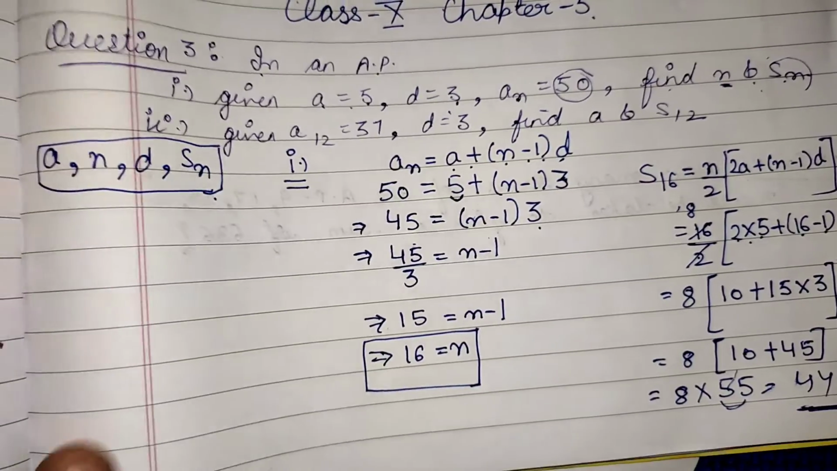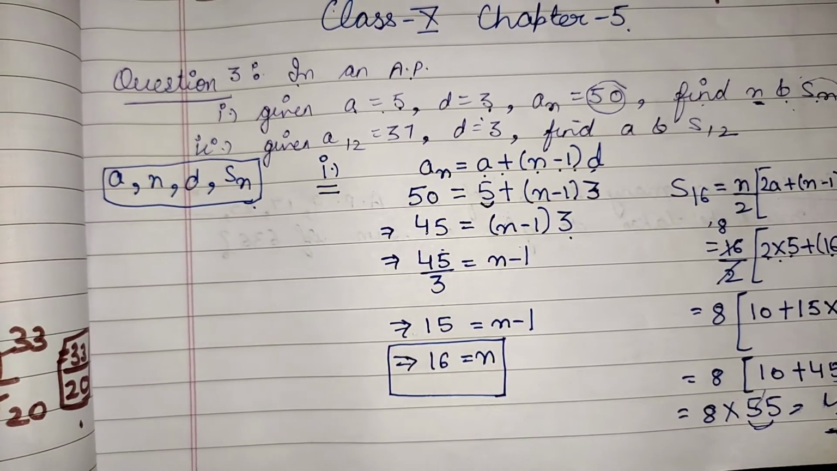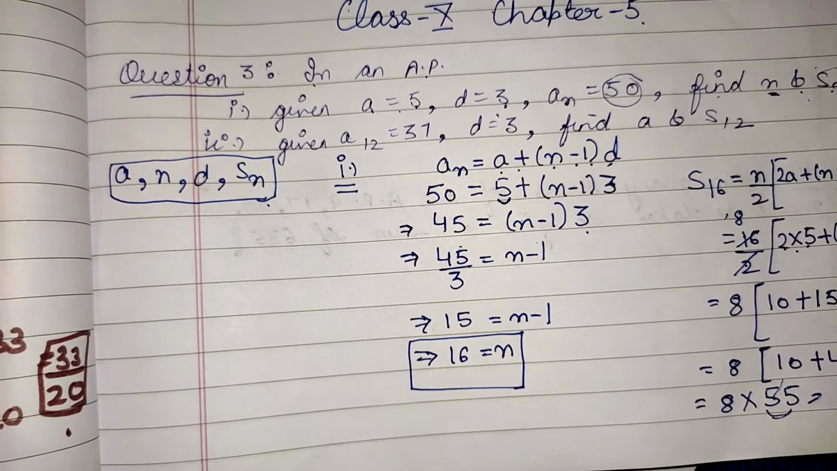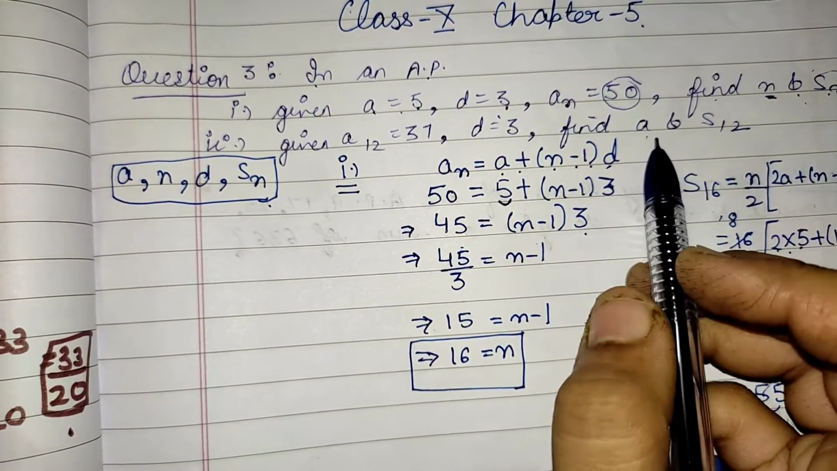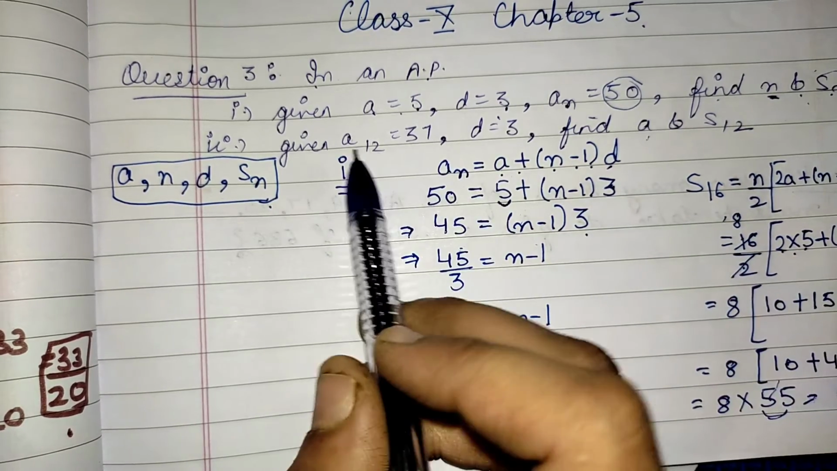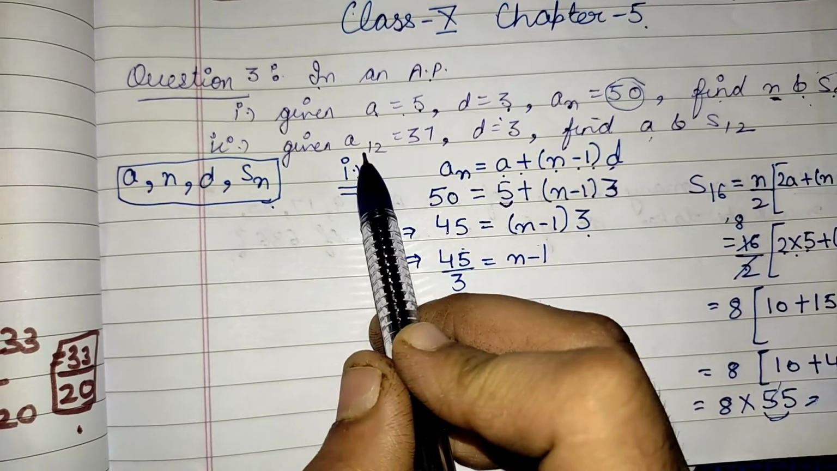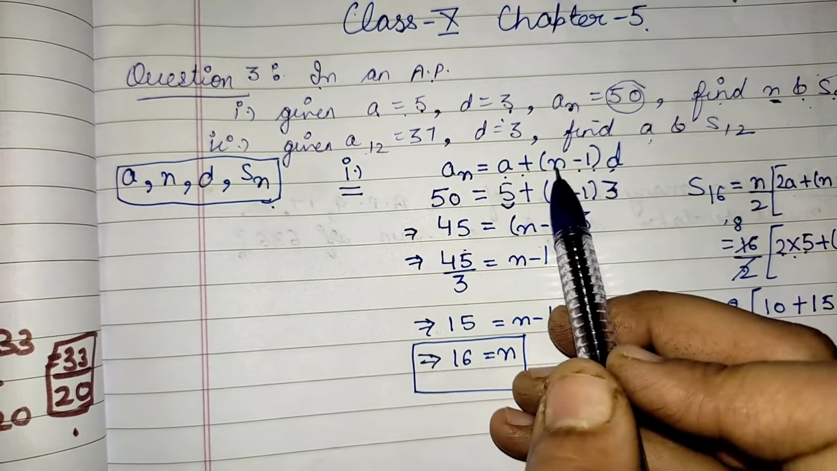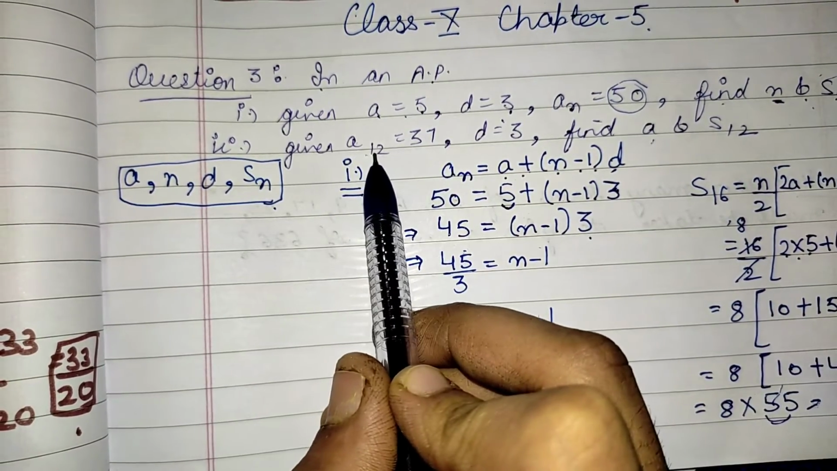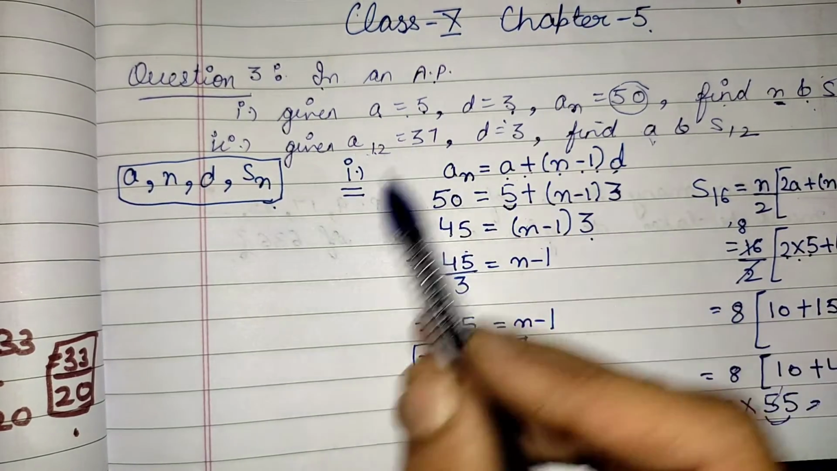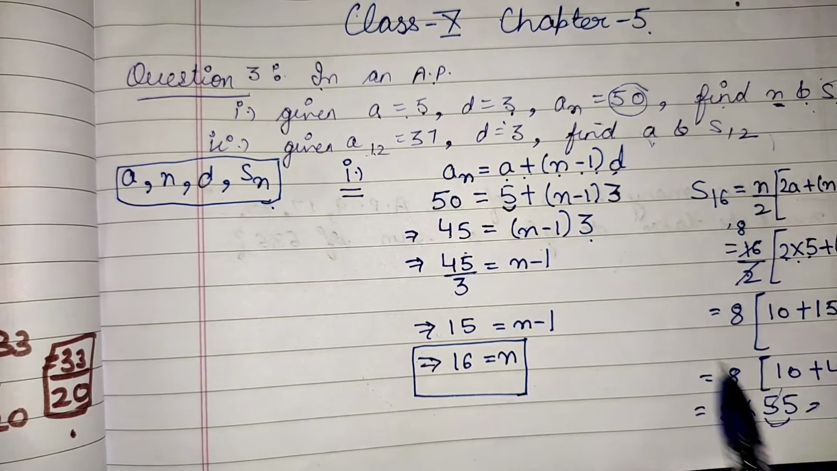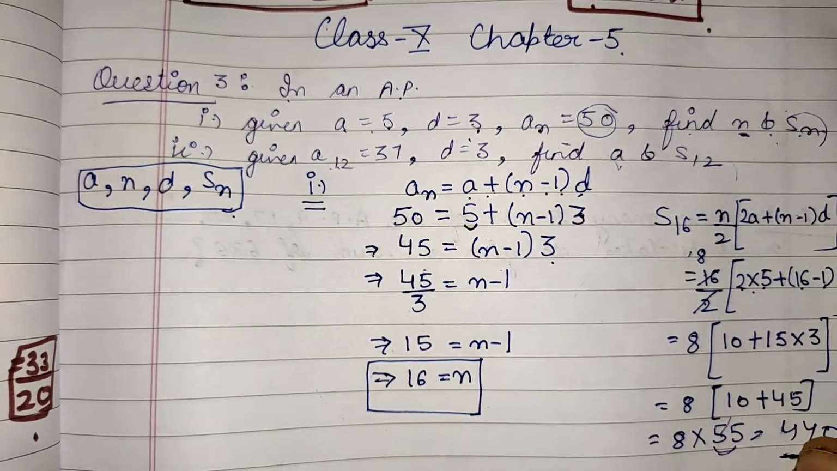In a similar manner, you have to find out the values in the remaining parts of this question number 3. Suppose now you have to find out the value of a. How will you find the value of a? Again you will use the formula a12 = a + (n - 1) × d, where n will be equal to 12. So putting in all the values, you will find your value of a, and similarly you can use this formula to find out the sum.